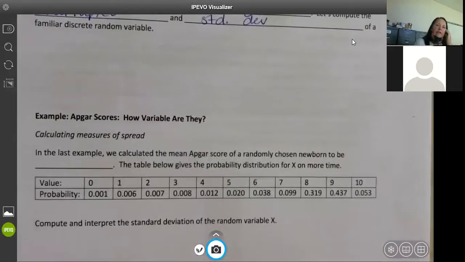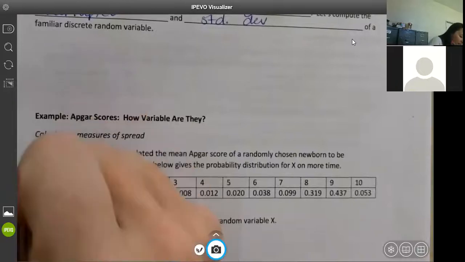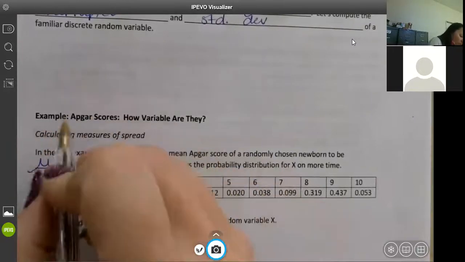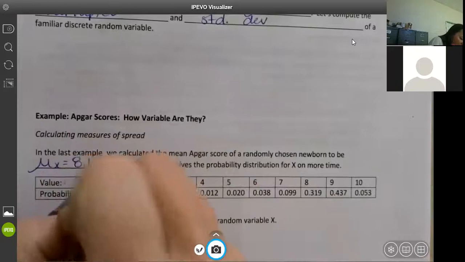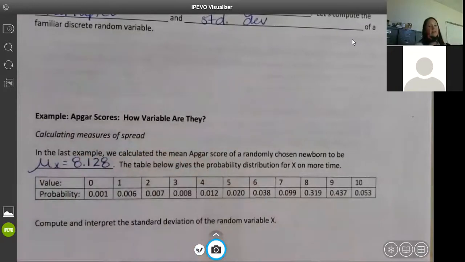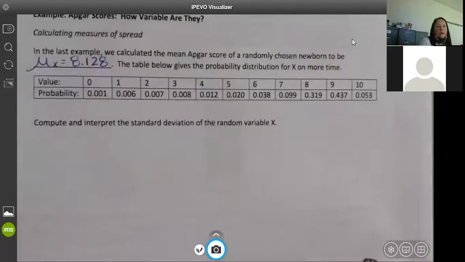So in the last example, we calculated the mean APGAR score of a randomly chosen newborn. That's what I just showed you before we flipped over. When we did all that work, we found out the mean was 8.128. That was the last thing that we did yesterday. I'm not going to write this all out because it's ridiculous, there's 10 of them. If there were 4, they may make you do it by hand, but they're not going to give you 10. So really easy, but when you have 10, it takes forever.